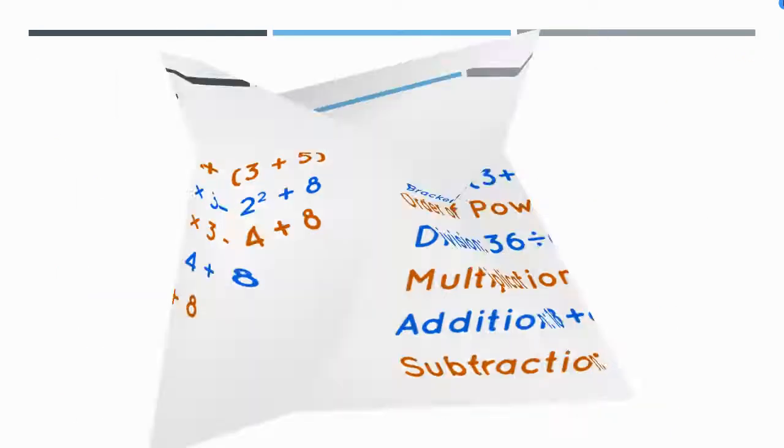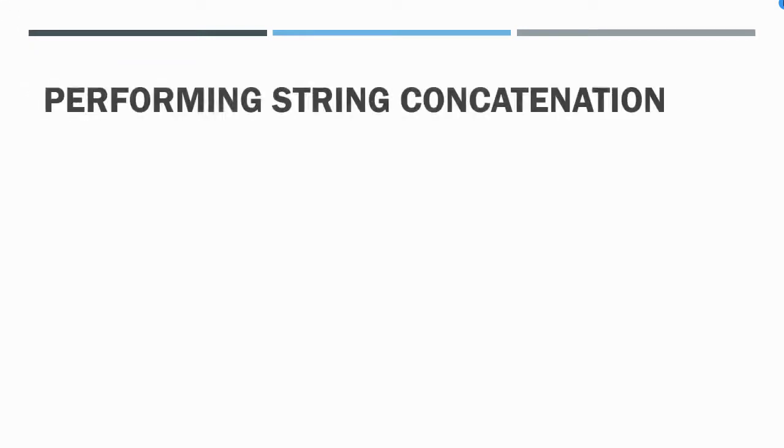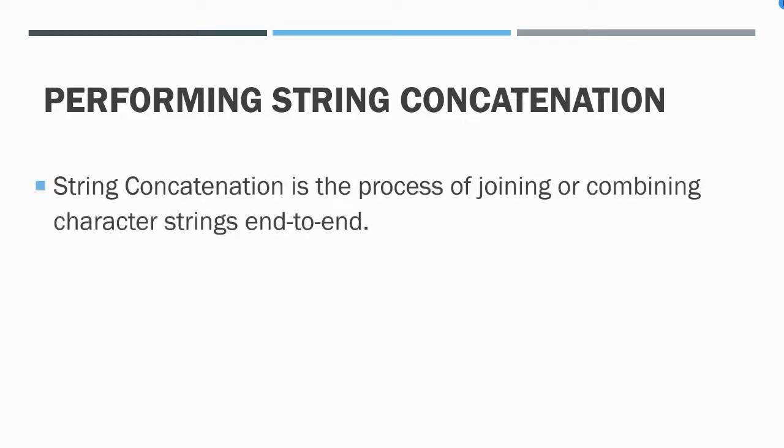Okay, next we have string concatenation. A string is nothing but a set of characters. That character can be an alphabet, a number or whatever. Concatenation is nothing but joining those strings. Now what is this string concatenation and how is it going to work? Joining or combining character strings end to end, from the starting of the first letter to the ending of the last letter. We are just going to join or combine the string values.